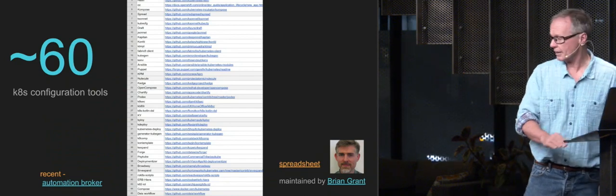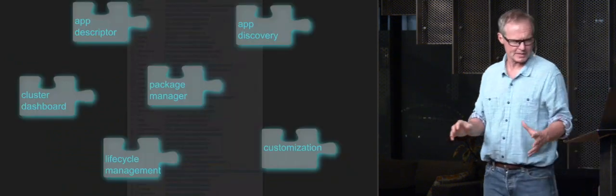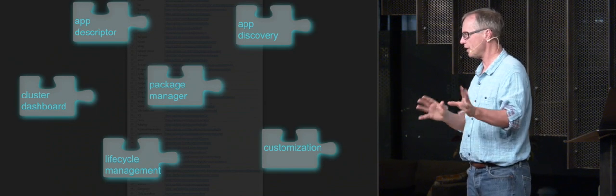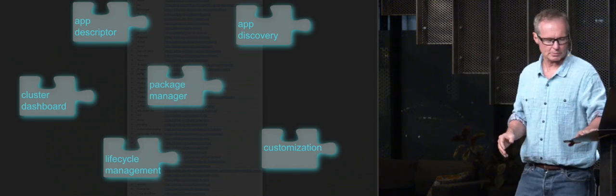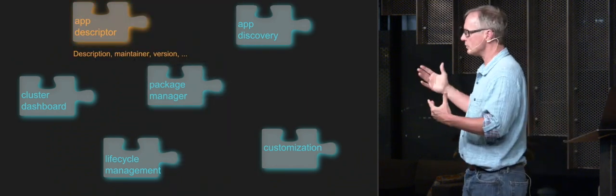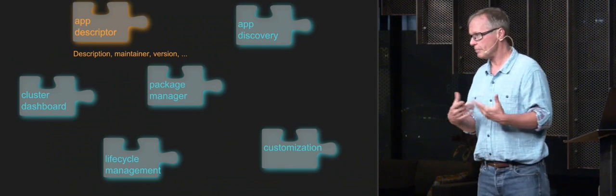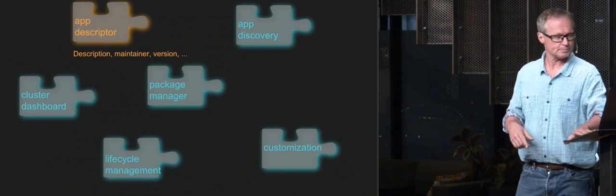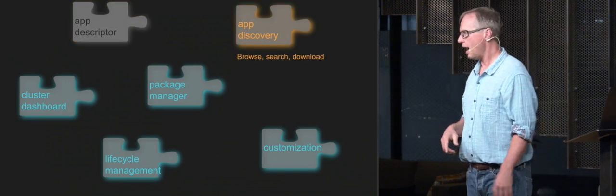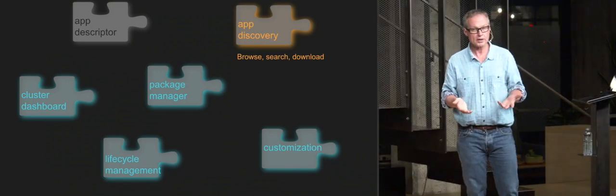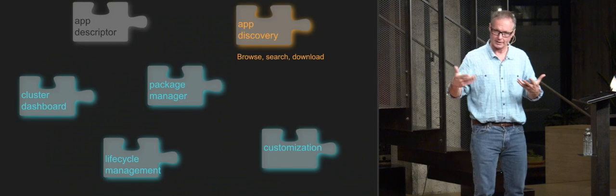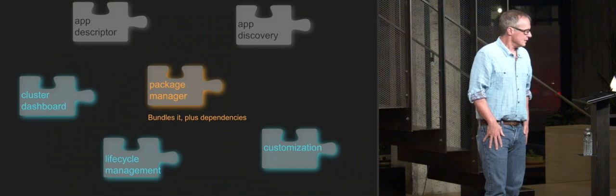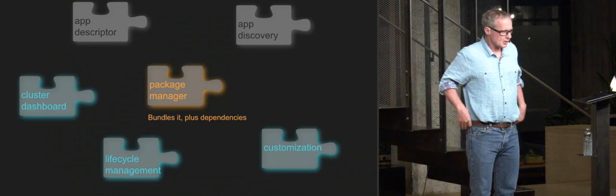So why is that? If you take a look at this list, you're going to see all these different things have features that are part of different categories. One of the categories would be, for example, just trying to describe a cluster configuration as an application. So you've got a maintainer, you've got a description of what it is. It's the kind of thing you'd see if you were looking at your mobile phone app. And then there's the notion of app discovery. How do I search for things? How do I browse for things? What is available? How do I download it? Like a store, right? There's package management features, like bundling things, finding the dependencies, and so on.